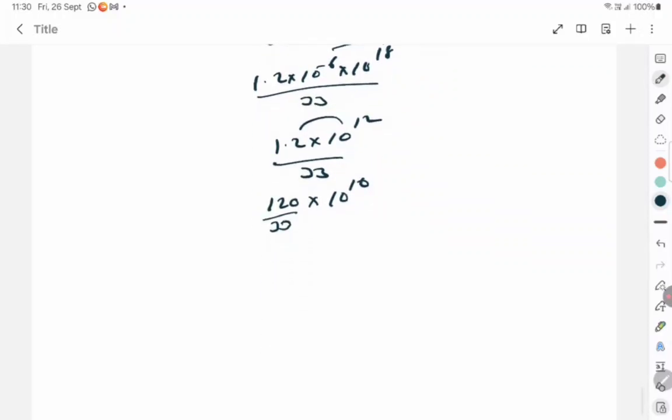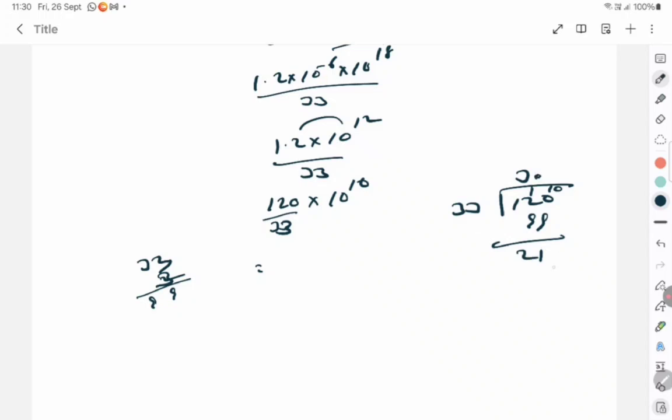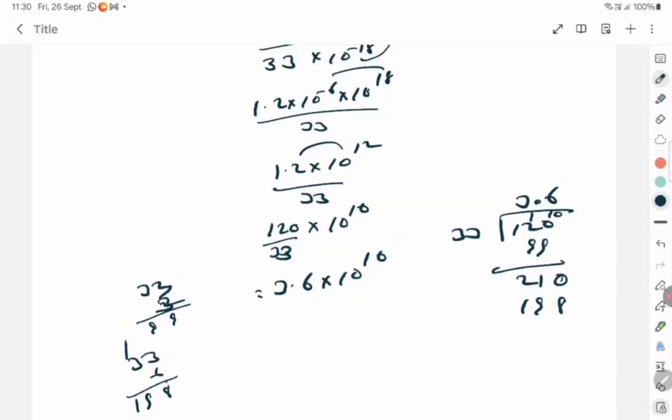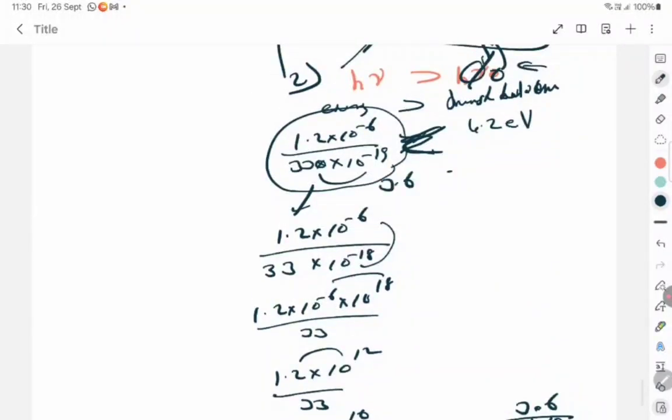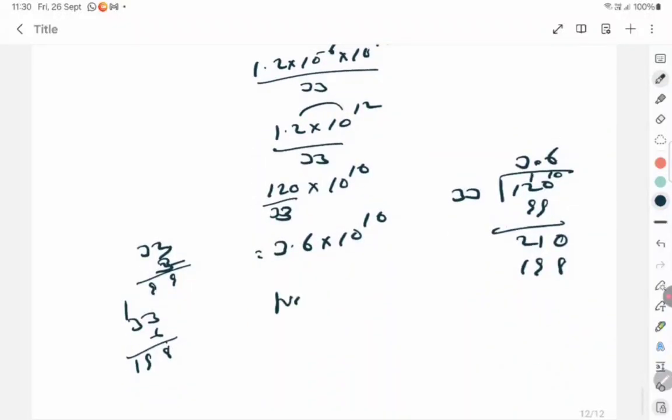Because I can divide 120 by 33, 33 3s are 99, 4 will go too much. 120 divided by 33 is 3 point, and the balance is 21. So put a decimal and put 33 into 6: 6 3s are 18, 6 3s is 198 with a 6. So approximated to 3.6 into 10 to the power 10. And compare it: 3.6 is definitely lesser than 4.2 electron volt. Done. Therefore, no photoelectric emission will occur.